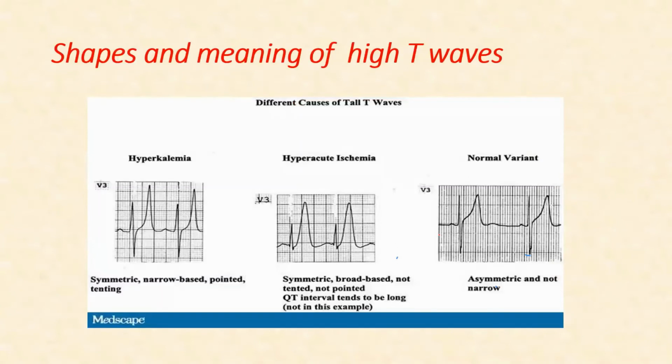Now we come to the T wave. Okay, we have symmetrical tall T waves and asymmetrical tall T waves. This one, asymmetrical tall, is a normal variant. Now, if it is symmetrical but narrow based and peaked like this, it tends to be hyperkalemia. Now, the broad based like this one here and not tented, it's hyperacute ischemia, which is the forerunner or the precursor of ST segment elevation.